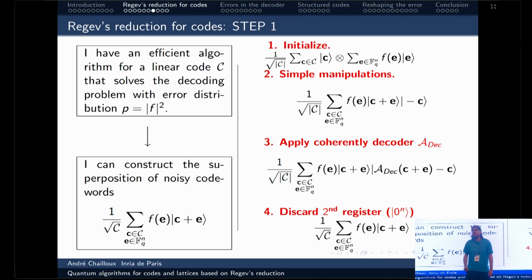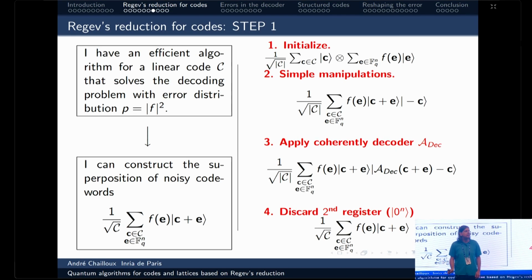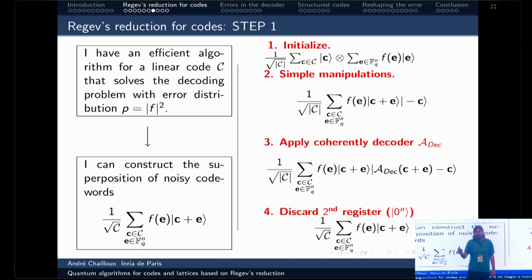Okay, and now the key part is that we'll apply coherently a decoder, right? So let's say we have a classical decoder, so we apply it, let's say, coherently. So it uses the first register as a control register, and it adds the output of the algorithm to the second register. Right? So you do A of C plus E, and because we had a minus C, then the second register is now 0, right? Because we say we always have A of C plus E, which is equal to C. So the second register is 0, we discard, and we have our state, which is exactly the state that we have on the left.